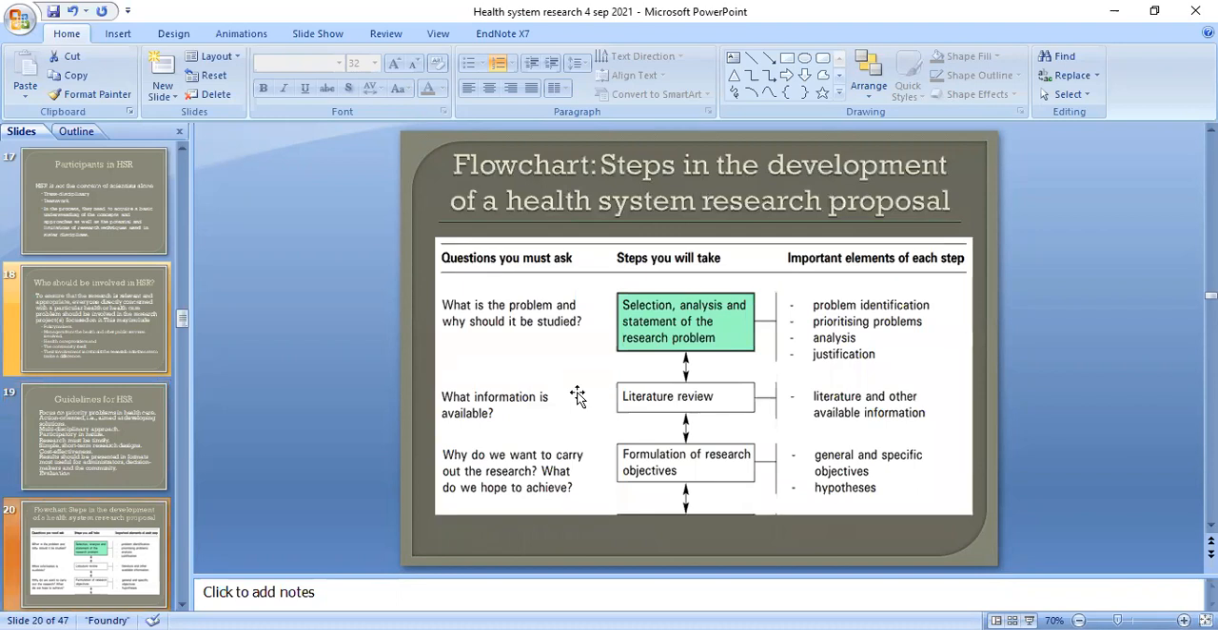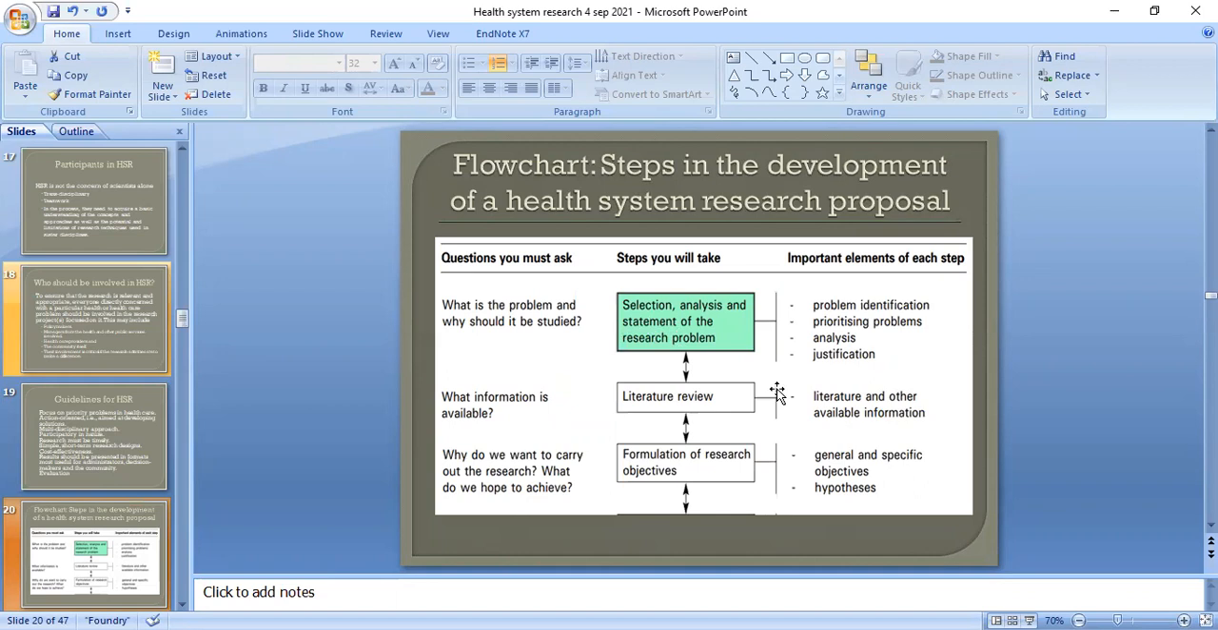Now this is the flowchart describing the steps in the development of a health system research proposal: the steps, the questions and the important elements involved in health system research. The first step is the selection, analysis, and statement of the research problem. The question may arise: what is the problem and why should it be studied? The important elements in it are problem identification, prioritizing of the problems, analysis, and the justification.